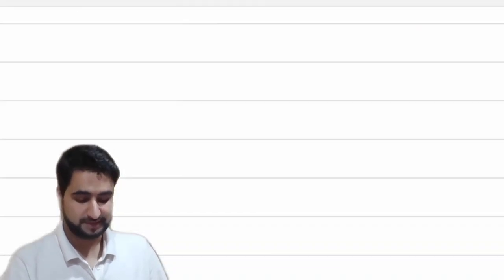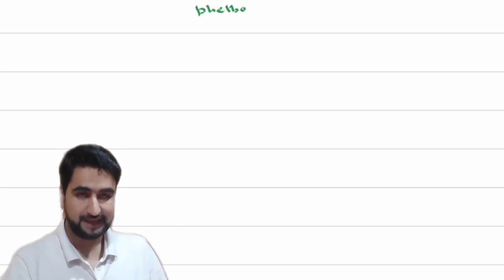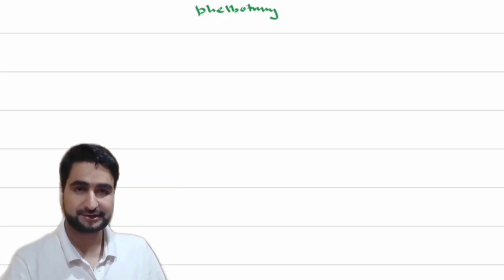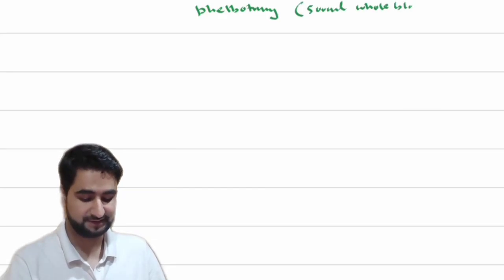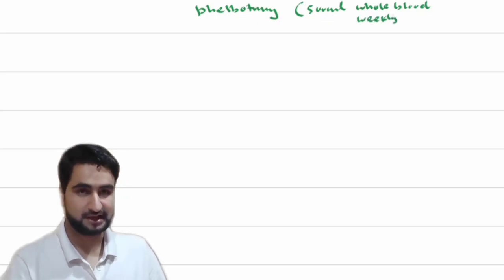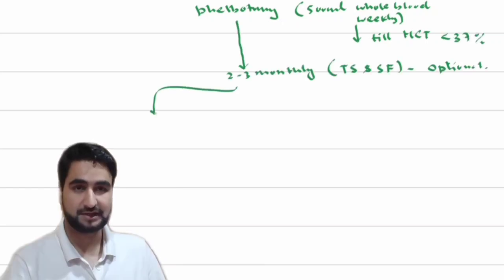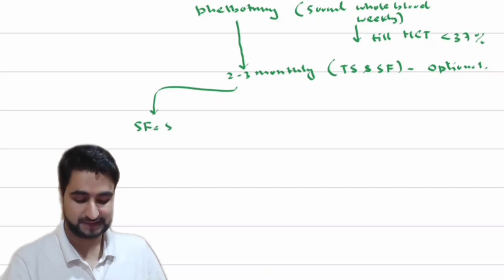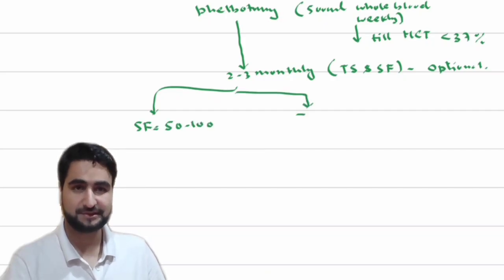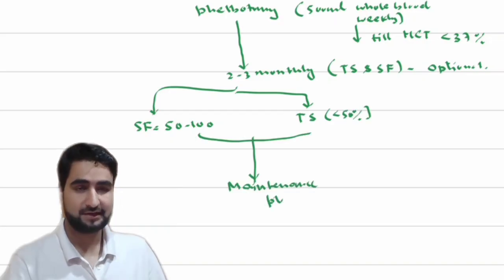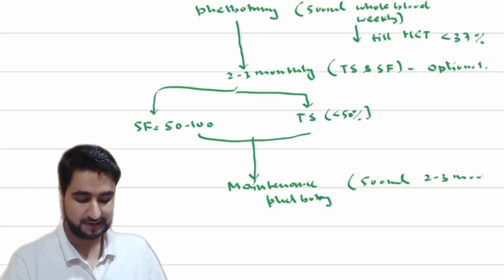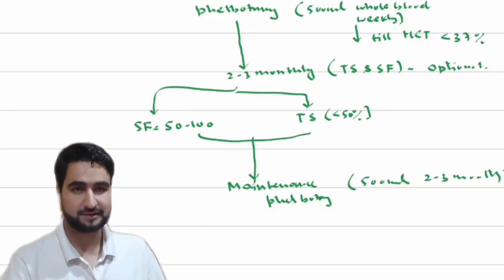Now, coming to phlebotomy, this phlebotomy should be around 1 unit of whole blood, that's around 500 ml. And what is our target? The hematocrit should be less than 37%. This should be our target. When this target is achieved, you can go for maintenance phlebotomy. Our target should be transferrin saturation less than 50% and serum ferritin levels in the range of 50 to 100. Thereon you can go for maintenance phlebotomy, that is 500 ml every 2 to 3 months.